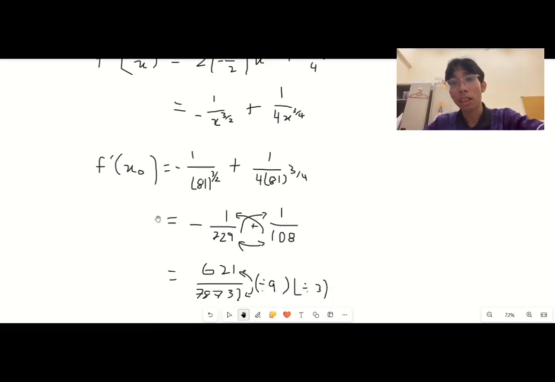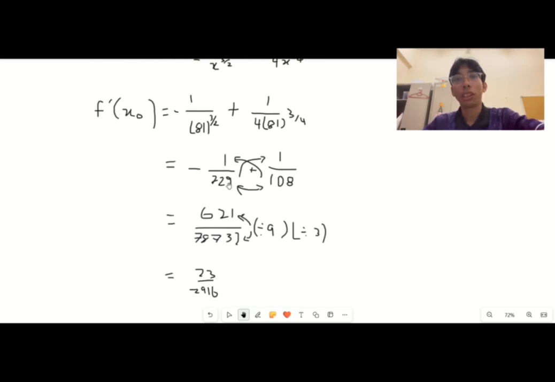And then the next step is replacing the x with x naught in f prime x. So we get negative 1 over 81 to the power of 3 over 2 plus 1 over 4 times 81 to the power of 3 over 4. And then we get negative 1 over 729 plus 1 over 108.